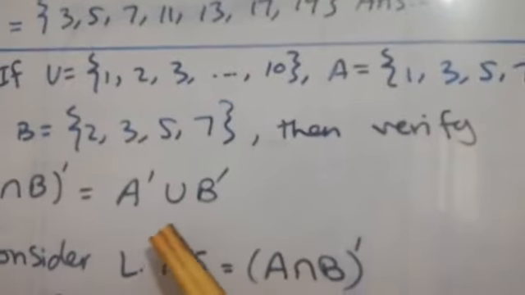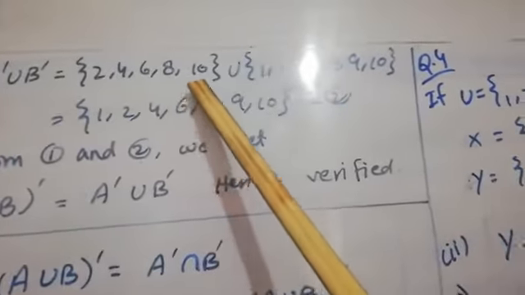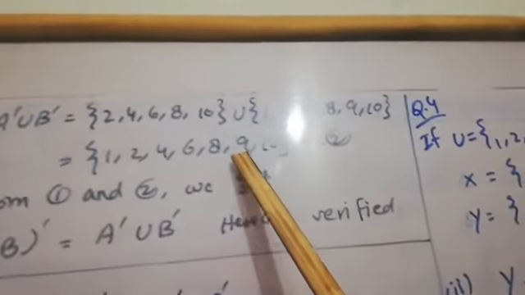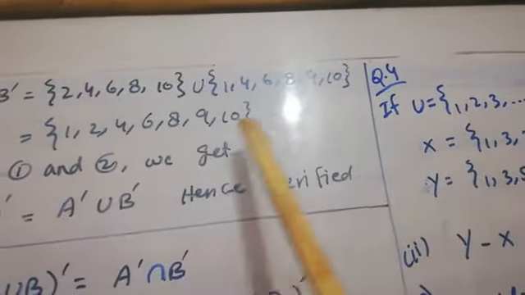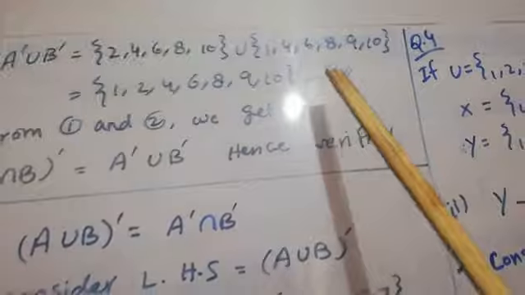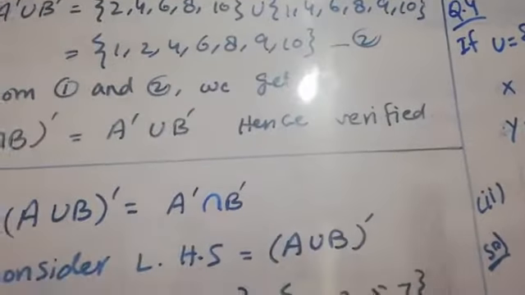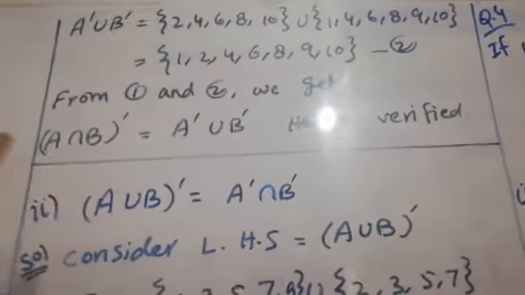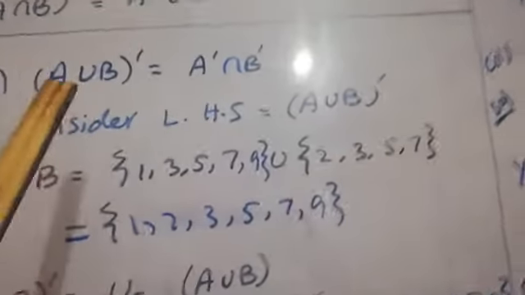And now we will find A complement union B complement. Write A complement union B complement, the answer of A complement union the answer of B complement, and then we will find their union between these two sets. We will combine all the elements, and write the common elements once, and this is answer number 2. At the end we will compare: answer number 1 is 1, 2, 4, 6, 8, 9, 10, and this is also 1, 2, 4, 6, 8, 9, 10. So these answers are the same, so we have proved that both sides are equal. Now move to the second part.